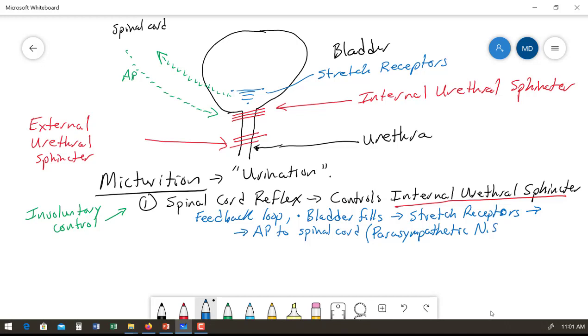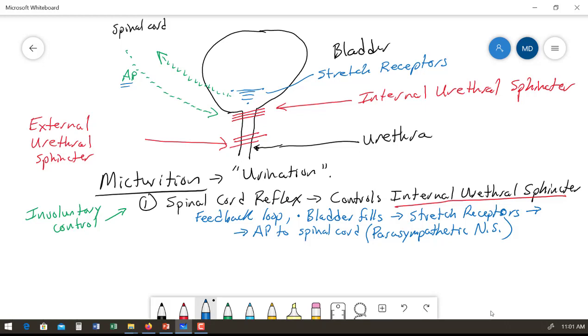So parasympathetic nervous system is what I'm going to put here. That is what's basically creating this action potential. This action potential is traveling through the parasympathetic network to get to the internal urethral sphincter, telling it to relax, right? Remember, parasympathetic is rest and digest, so this would be part of the rest.